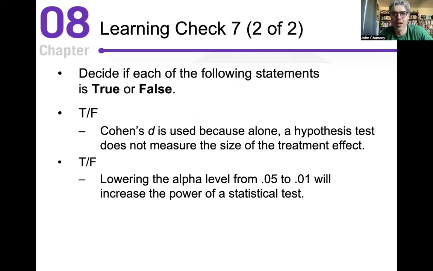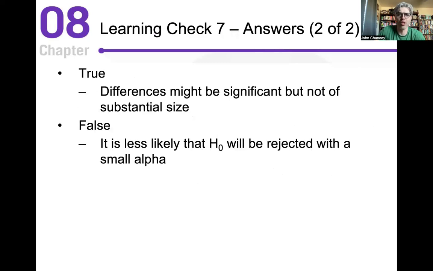Next one, decide if each of the following statements is true or false. First one: Cohen's d is used because alone a hypothesis test does not measure the size of a treatment effect. Second: lowering the alpha level from 0.05 to 0.01 will increase the power of your statistical test. Pause your video, come back when you think you have your answer. First one is true. Difference might be significant, but not of substantial size. Second one is false. It is less likely that H0 will be rejected with a small alpha.